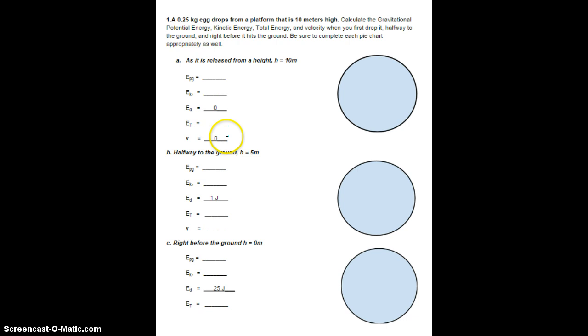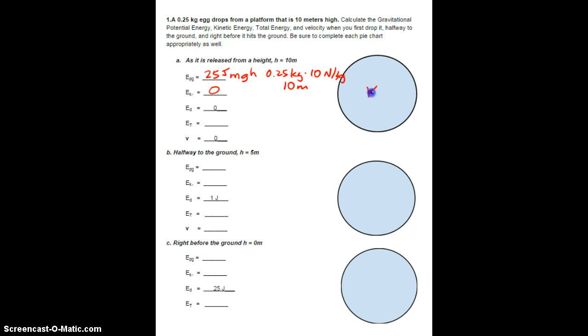As it's released, we see that the velocity is equal to 0, so we know that kinetic energy is going to be equal to 0. We've been given the information that the dissipated energy is also equal to 0. So the only energy form that we have is the gravitational, and we know we can figure that out from mass times gravity times height. So we take our 0.25 kilograms times gravity, acceleration due to gravity, 10 newtons per kilogram, times our height, 10 meters. And we find out that our energy here is 25 joules.